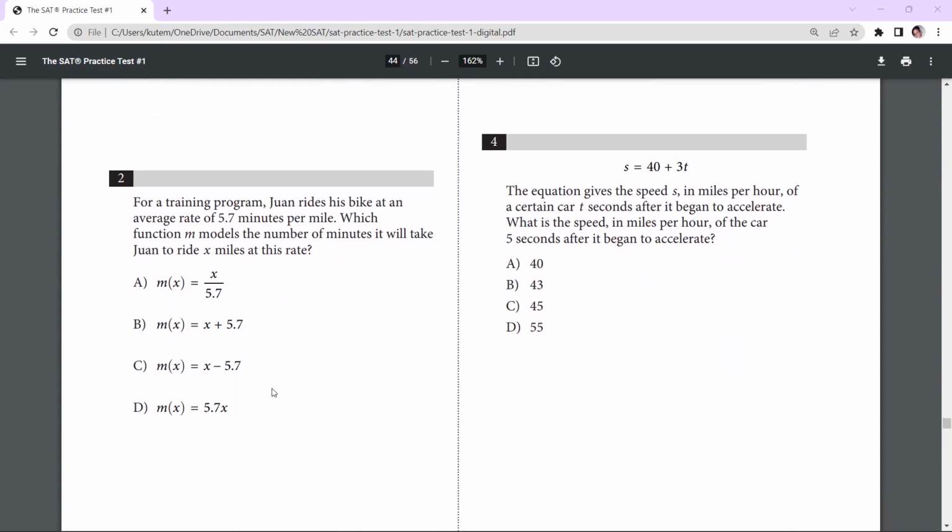For a training program, one rides his bike at an average rate of 5.7 minutes per mile. Which function M models the number of minutes it will take one to ride X miles at this rate? This is kind of similar to the first one because you have the rate of change. It's the only one that suggests a rate.